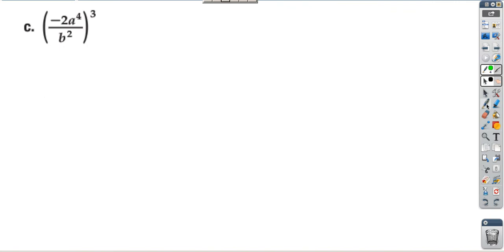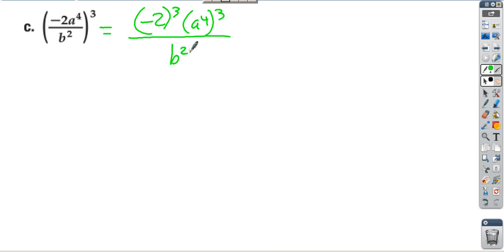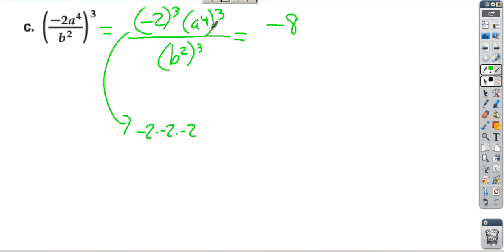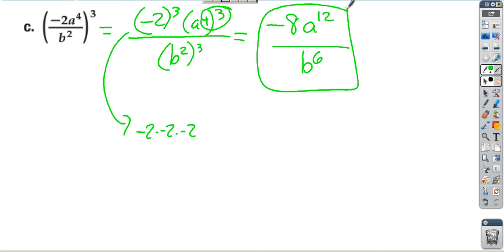Alright, this last one right here, how should we approach this? We should just take each thing in the parentheses and raise it to the third power. So negative 2 to the third power, a to the fourth to the third power, and b squared to the third power. Negative 2 to the third power, that's the same as negative 2 times negative 2 times negative 2, that's negative 8. A to the fourth to the third power, we should multiply these exponents, 4 times 3, we get a to the 12th. And then b squared to the third power, 2 times 3 would be 6. And there's our answer right there.